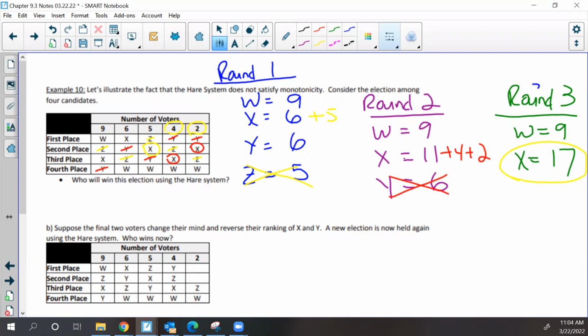That's why I tried to do it in color, but I didn't color code the 4 and the 2, or where these came from right here. There's my 4, there's my 2. It came when we eliminated Y from the first position, and that's who's next in line. Even though Z would have gotten it, we already scratched Z off.